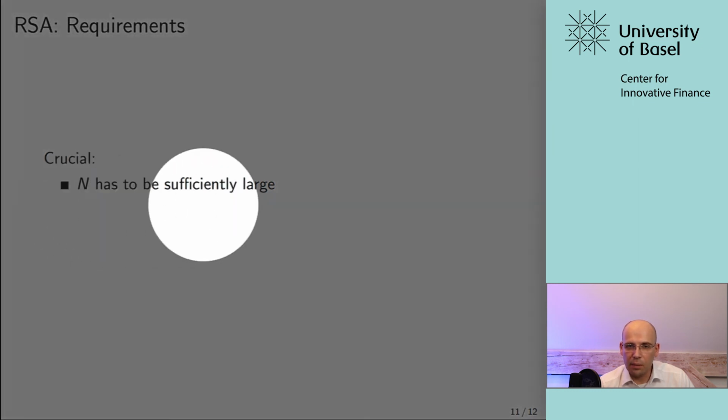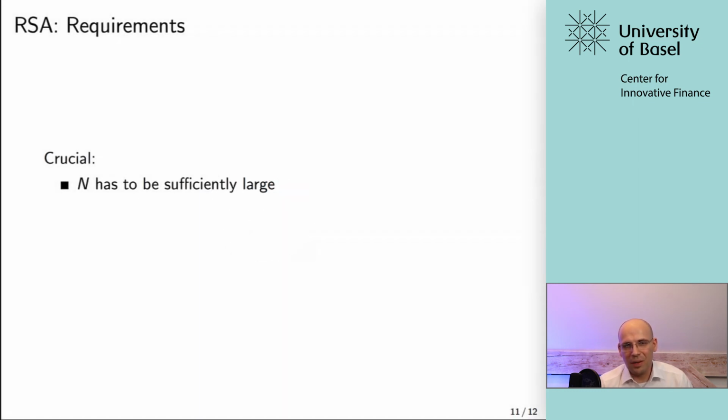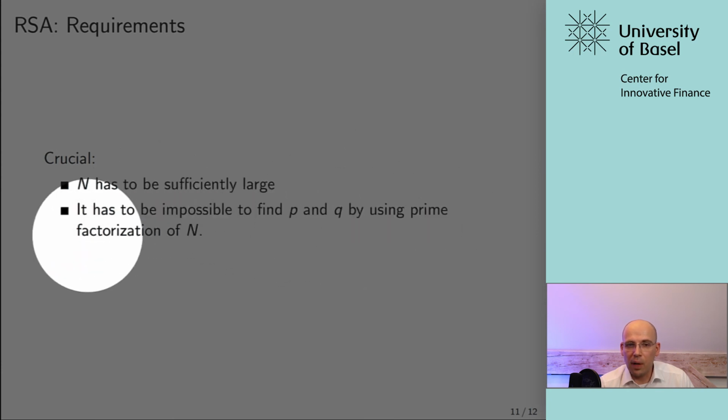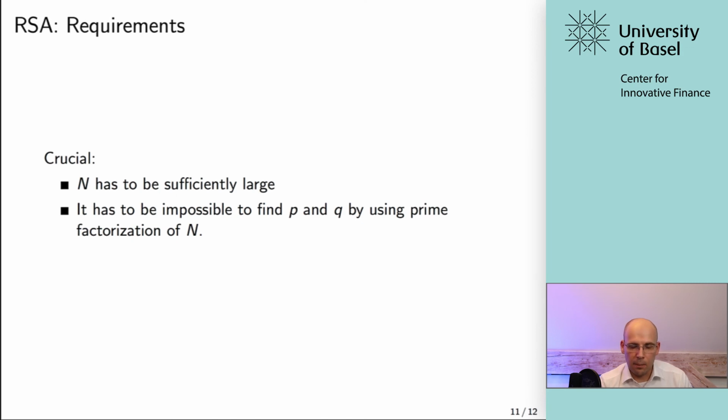Now there are a few requirements. Requirement number 1, n has to be sufficiently large. Obviously, these have been really easy examples, but when you want it to be secure, then you have to use much larger numbers. In particular, it has to be impossible to find p and q by using prime factorization of n. So n is publicly known, p and q are not. And when you have really small numbers for p and q, and therefore for n, it would potentially be possible to find out what p and q numbers lead to n, so to factor it, and that would be really bad. In this case, the RSA would not work.